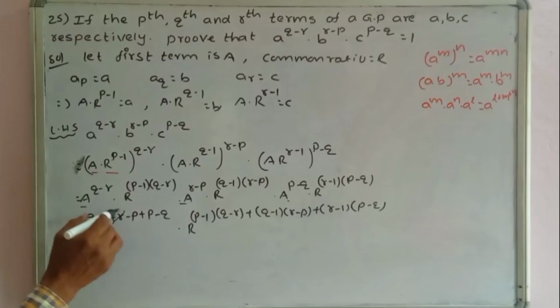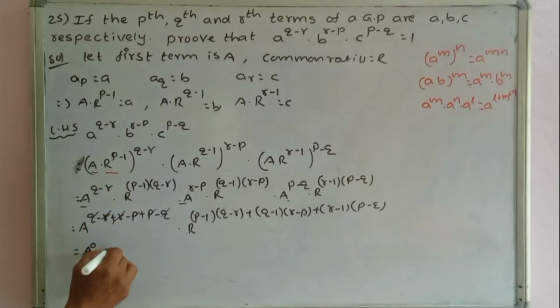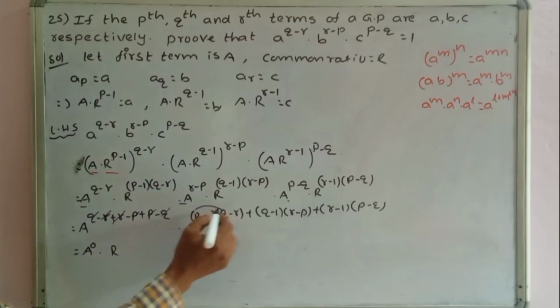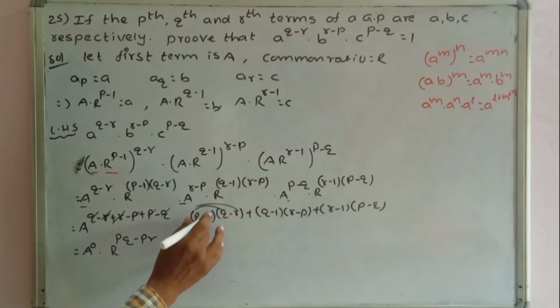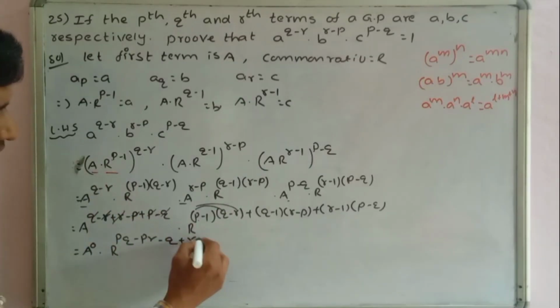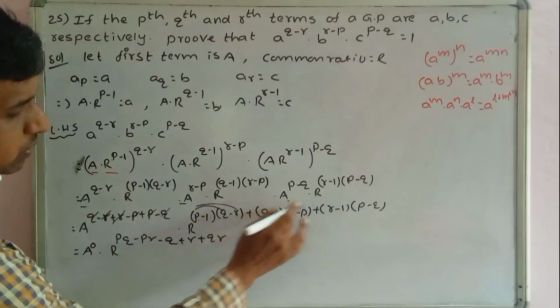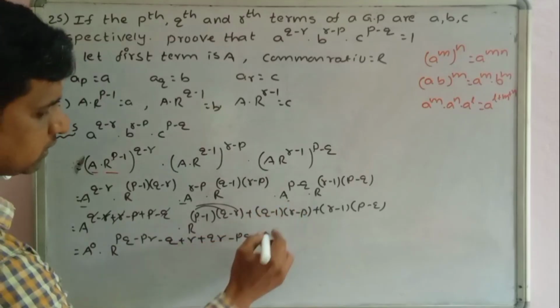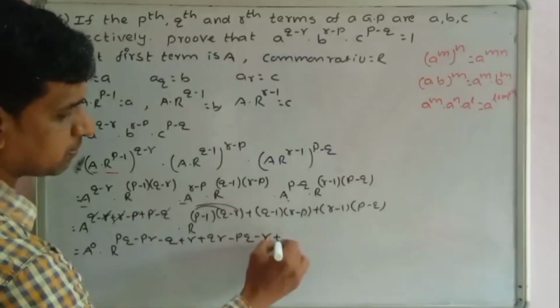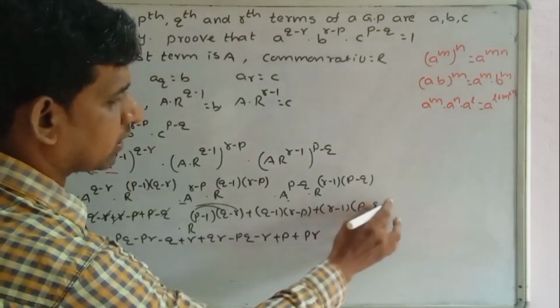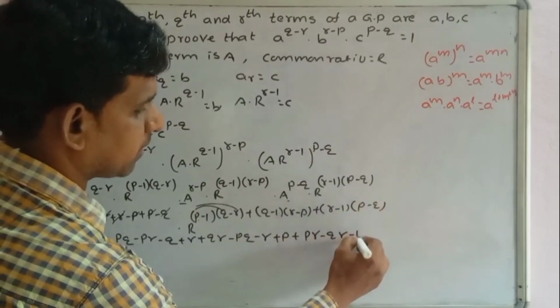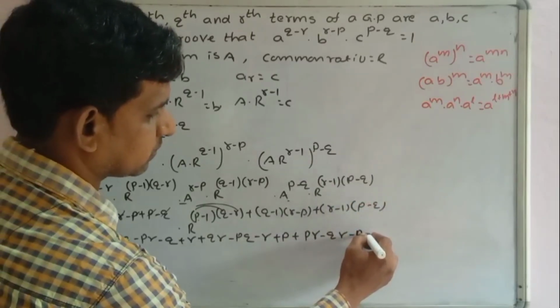Now minus and plus get cancelled, positive to negative cancel. So A power 0, into R power. See now, P times Q, PQ. P times R, PR, here negative symbol is there, minus PR. Minus 1 times Q is minus Q. Minus of minus is plus R. Plus Q times R, QR. Q times P, minus PQ. Minus 1 times R, minus R. Minus 1 times minus P, plus P. Okay, next, plus R times P, PR. R times Q, minus QR. Minus 1 times P, minus P. Minus 1 times minus Q, plus Q.